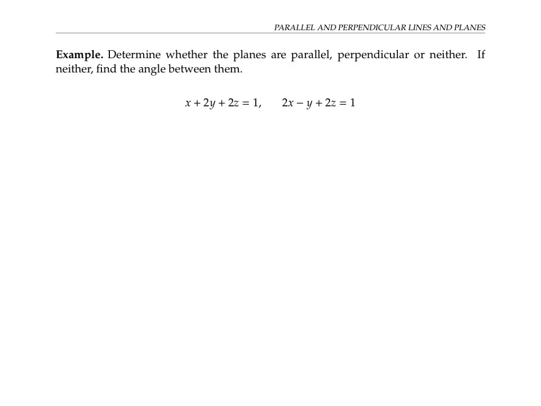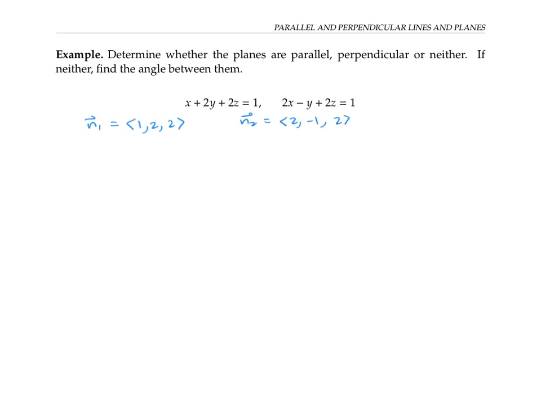So two planes are going to be parallel if their normal vectors are parallel. They'll be perpendicular if the normal vectors are perpendicular. So let's look at the normal vectors for the two planes. We can read those off from the coefficients of x, y, and z in these two equations. So I'll write down n1, the first normal vector, is 1, 2, 2, and n2 is 2, negative 1, 2.